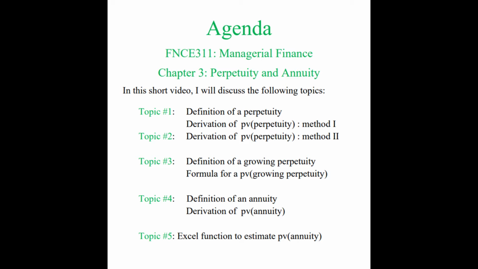Topic number 3, definition of growing perpetuity. Formula for a present value of a growing perpetuity. Topic number 4, definition of annuity and derivation of present value formula for a given annuity. Topic number 5, Excel function to estimate present value of a given annuity.